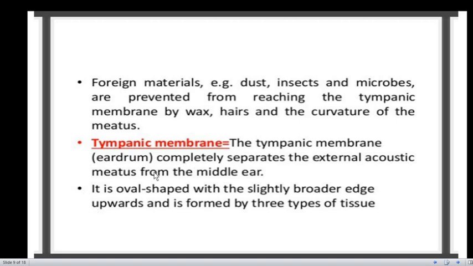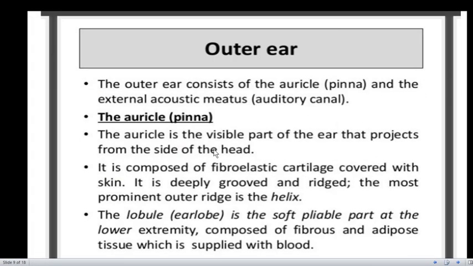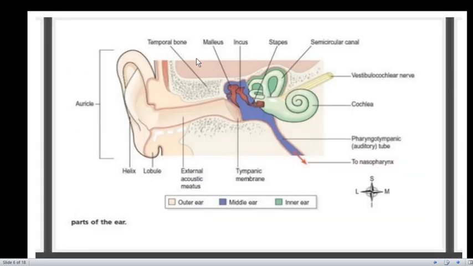Now what's a tympanic membrane? It's completely separating the external ear from the middle ear. It's oval shaped. It's completely separating. So you're clear with the outer ear. So we have completed the outer ear.